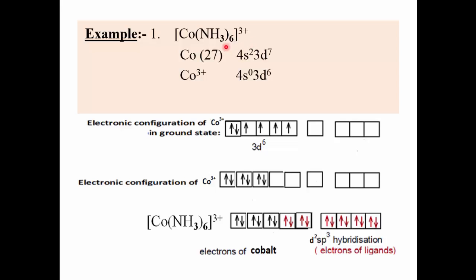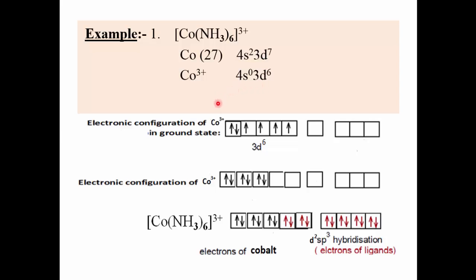First example, Co(NH3)6 3+. So 6 ammonia molecules are attached to cobalt. These are neutral molecules and this 3+ charge is from cobalt. The atomic number of cobalt is 27. The electronic configuration, we know it: it is 4s2 3d7 in the ground state. For the 3+ charge, the Co3+ ion, cobalt must lose 3 electrons, hence 2 electrons from the 4s orbital and 1 electron from the 3d orbital. So the electronic configuration becomes 4s0 3d6.